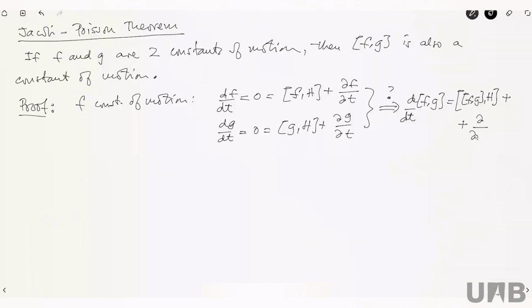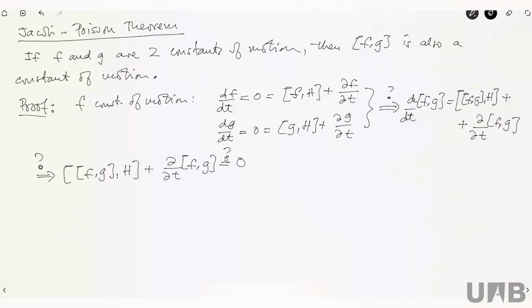Plus the explicit time derivative of that thing. So the theorem says, and this is the thing we have to prove, that the Poisson bracket of f and g with h plus the explicit time derivative of f and g is 0. This is what the theorem says. Is this true or not? Well, let's prove it.